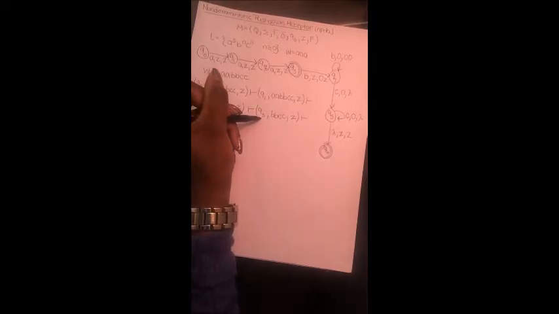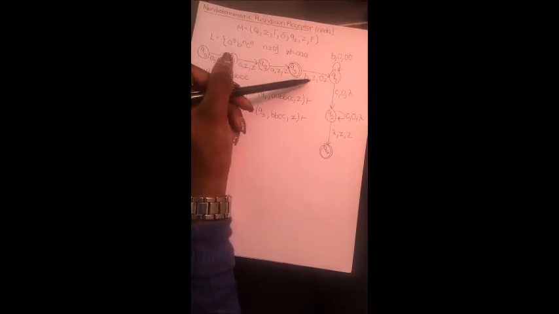Now we're at Q sub 3 and we want to read in the B. So that's going to take us to Q4. Now our string is going to be B, C, C. And when Z is at the top of our stack and we read in the B, we replace that with a 0Z. So now our stack is 0Z.